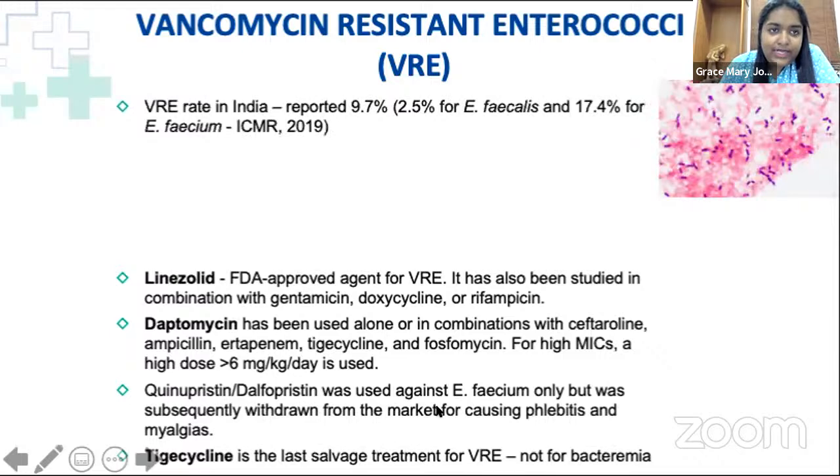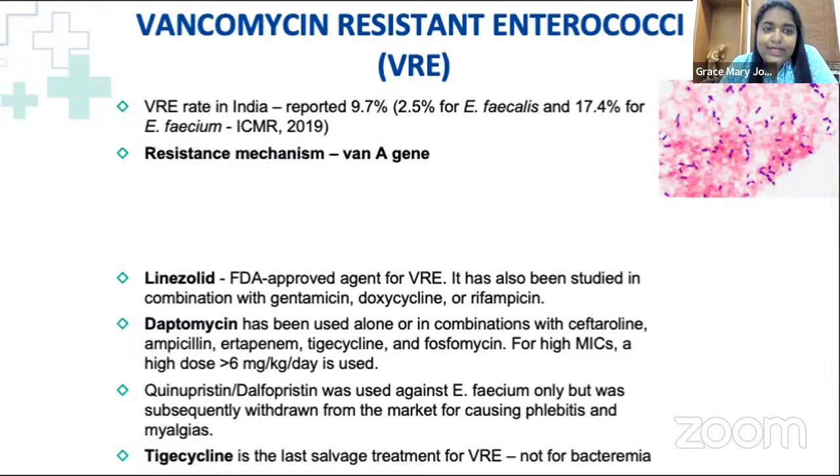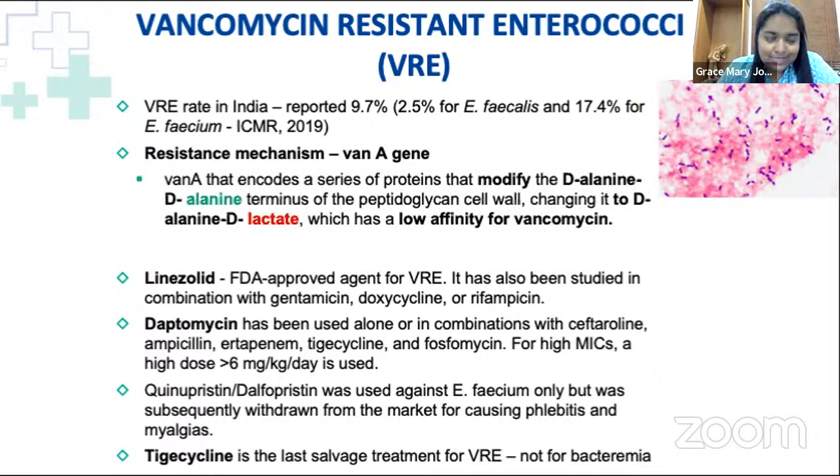So the VRE, the vancomycin resistant enterococci, which is usually the Enterococcus faecium, nearly 10% is being reported, and out of it, 17.4% is the Enterococcus faecium. And the resistant mechanism is something called the VAN-A gene. What happens is that this gene will modify the binding site of vancomycin, which is D-Ala-D-Ala, the D-alanine terminal, into D-Ala-D-Lac. Okay, so alanine is converted to lactate, and therefore vancomycin does not have much affinity.